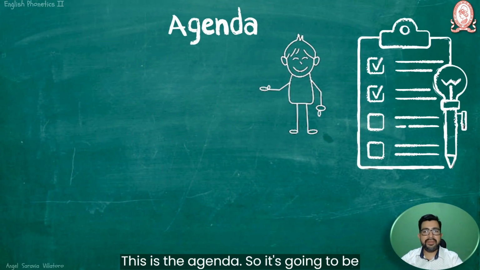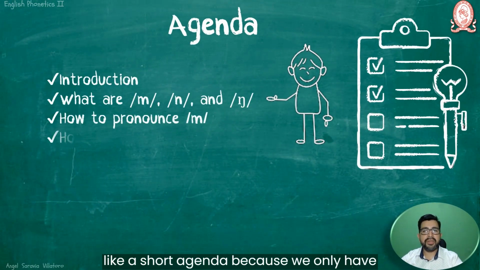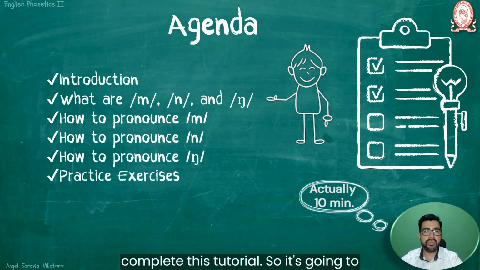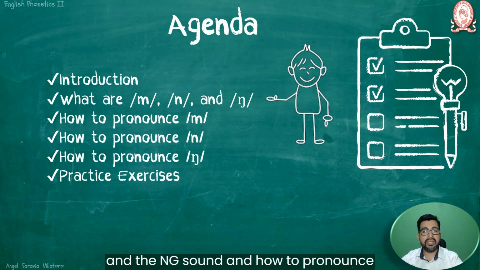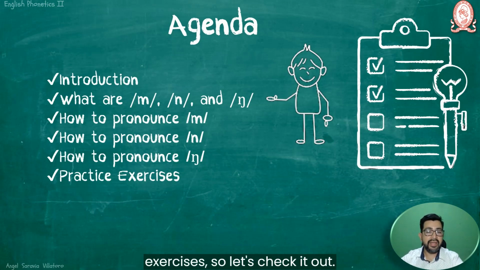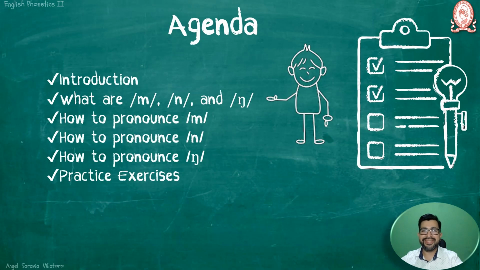This is the agenda. It's going to be a short agenda because we only have about 5 to 7 minutes to complete this tutorial. So it's going to be the introduction, what are the M, N, and the NG sounds, and how to pronounce each individual sound. And at the end, we're going to have some practice exercises. So let's check it out.